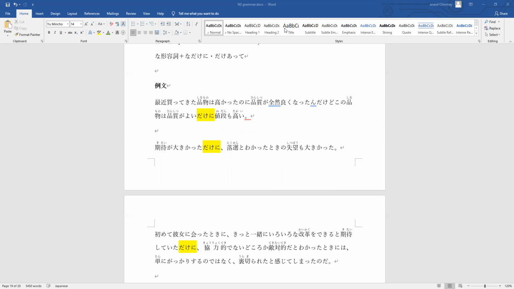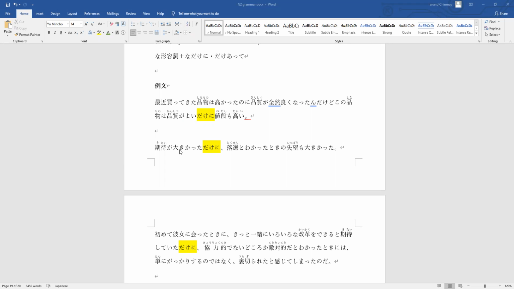期待が大きかっただけに、落選と分かった時の失望も大きかった。What is the translation? Kitai is expectation. And rakusen? Loss, rejection. Loss of something, so basically a kind of rejection, rejection from somewhere.